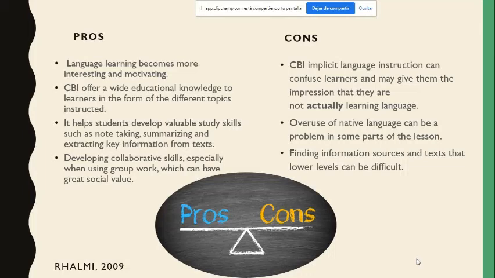The latter. CBI's implicit language instruction can confuse learners and may give the impression that they are not actually learning language. Overuse of native language can be a problem in some parts of the lesson. And finally, finding information, sources, and texts at lower levels can be difficult.